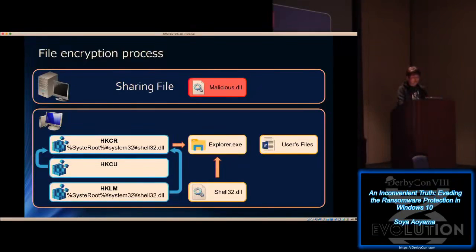This is the file encryption process. Normally, the value in HKLM is reflected in HKCR. Explorer reads it and loads the correct DLL. However, you can write a path of a malicious DLL in HKCU with user privilege, and its value is reflected in HKCR. Explorer reads it and loads the malicious DLL. As a result, the malicious DLL loaded into Explorer can encrypt the user files.